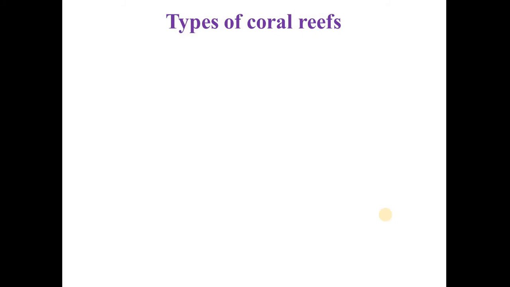Now the types of coral reefs. The various types of coral reefs are grouped into three major types. First, the fringing reefs, second, the barrier reef, third, the atoll reef. Now we will discuss one by one.